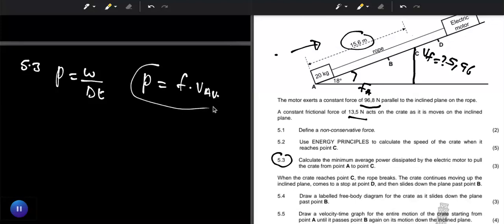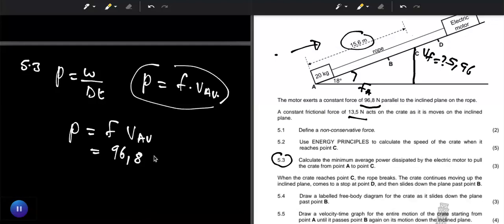Okay, and this part is the easiest formula to pick. Why? Because I have my initial and my final velocity, so I can get the average velocity. So your P is equal to the force, because I use the one exerted by the motor, times V average. Okay, what is the force by the motor? It's 96.8.